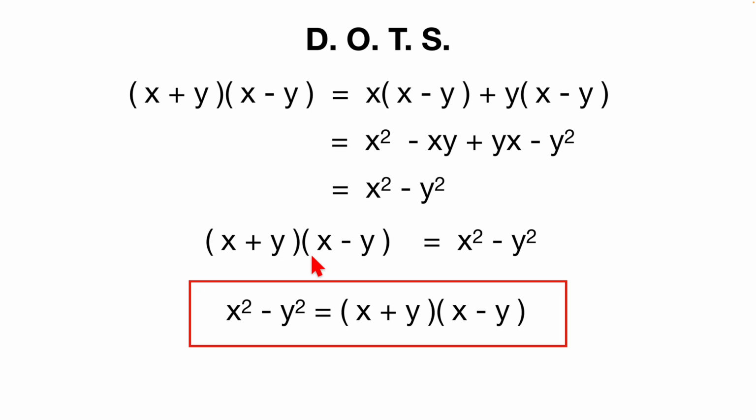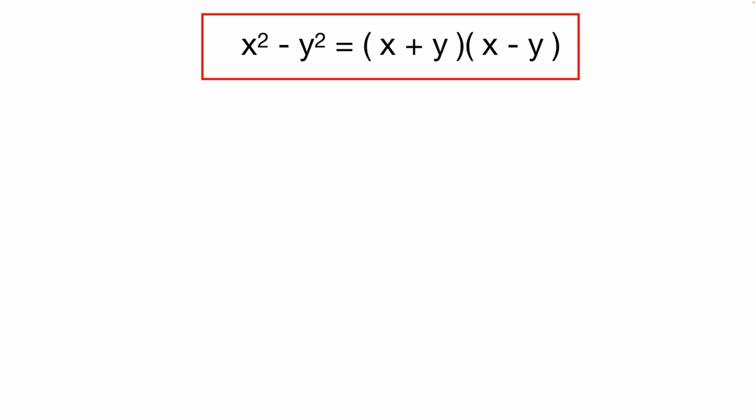We normally look at it this way around. This is more the way it comes up in questions. The difference of two squares, one square subtracting a second square, is equal to the first plus the second times the first minus the second. Absolutely brilliant. Simple, attractive and useful. Let's see if it really works.